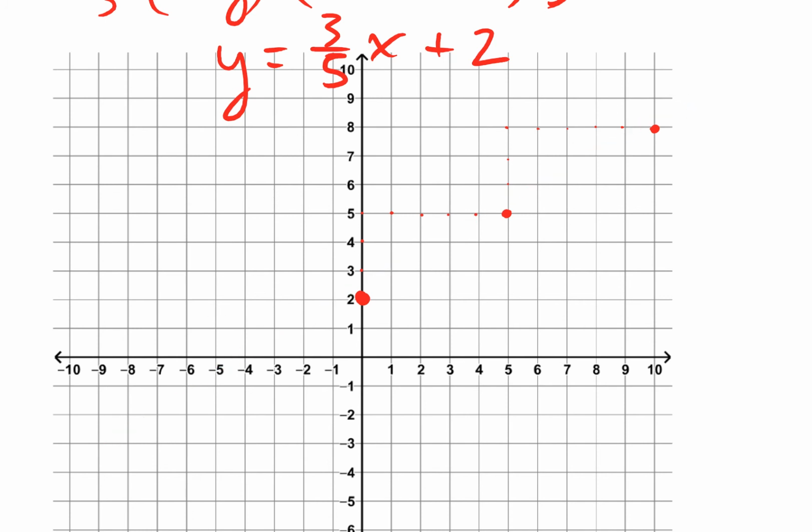That was awful. I apologize. I don't have a decent ruler here. Okay.